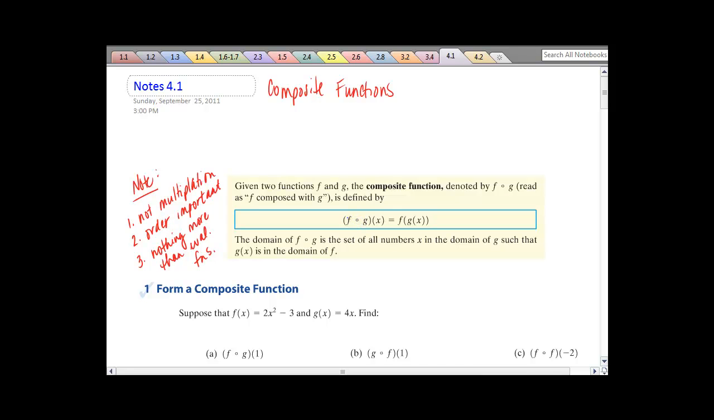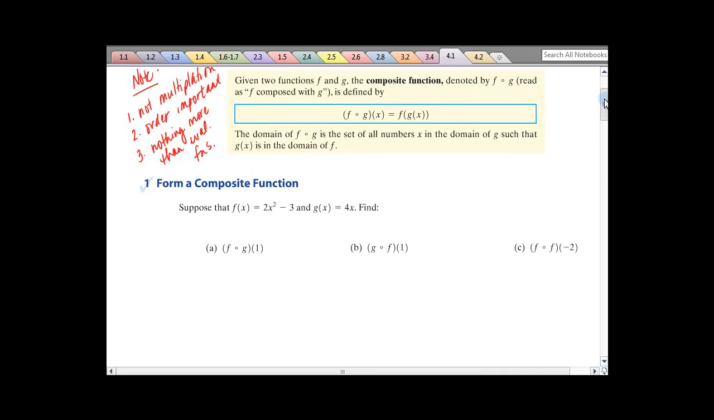Whenever we do composite functions, the order in which we write them, or the order in which we perform the composition, is very important. Also keep in mind that when we are doing composite functions, we're doing nothing more than evaluating the function. Okay, so let's get started.